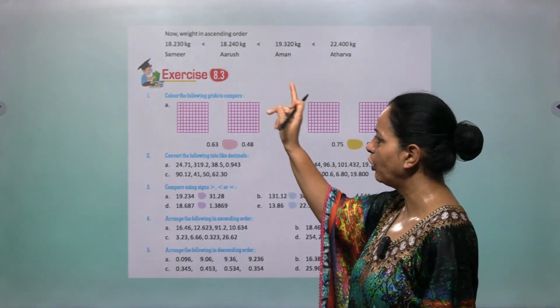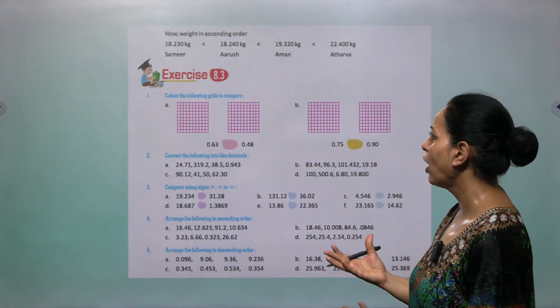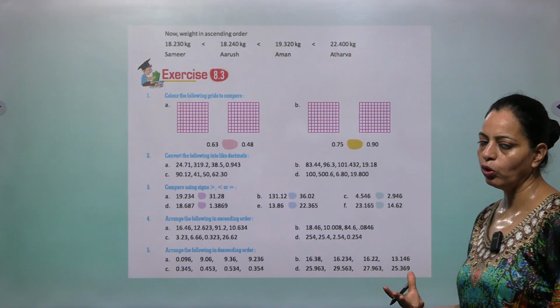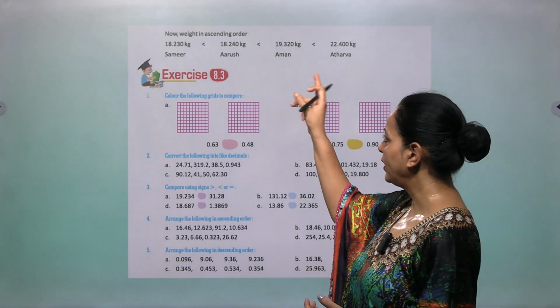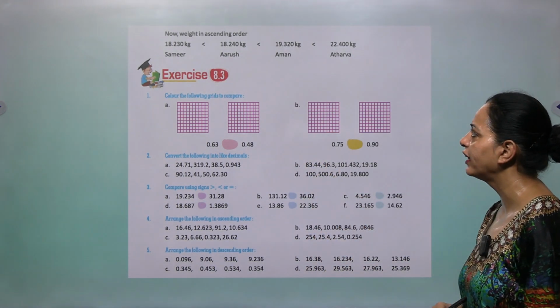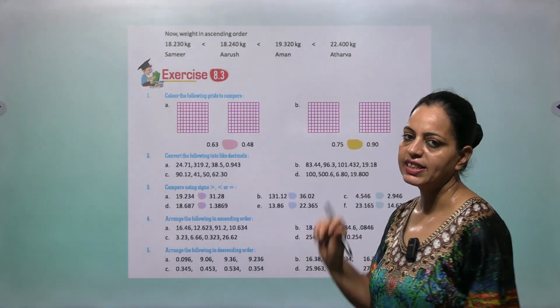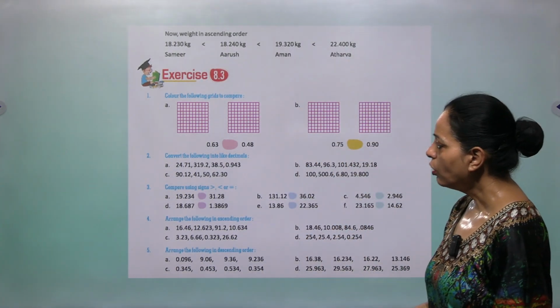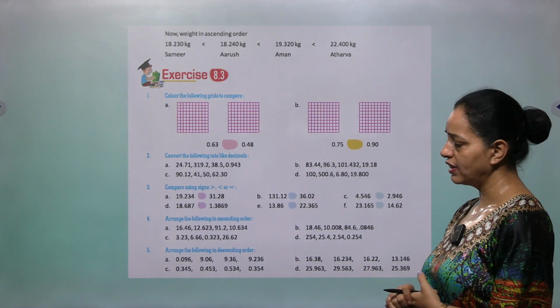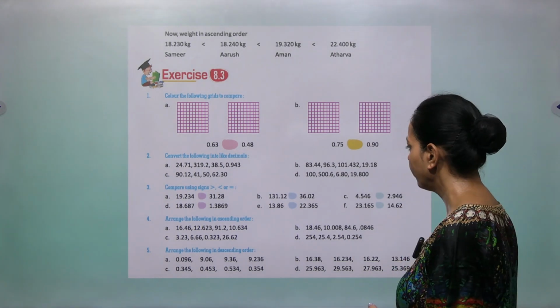18.230 less than 18.240. Then out of 19 and 22, you know 19 is smaller. So 19.320 kg and then 22.400. So this is the ascending order. So you can try, you can enjoy this exercise 8.3.